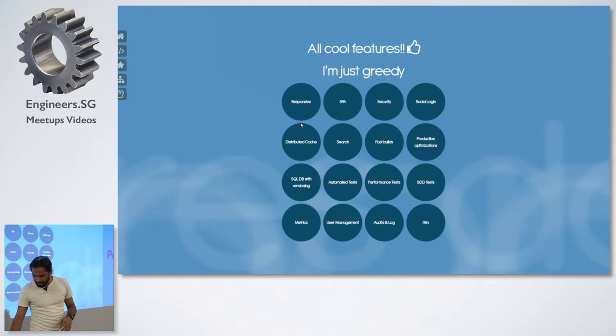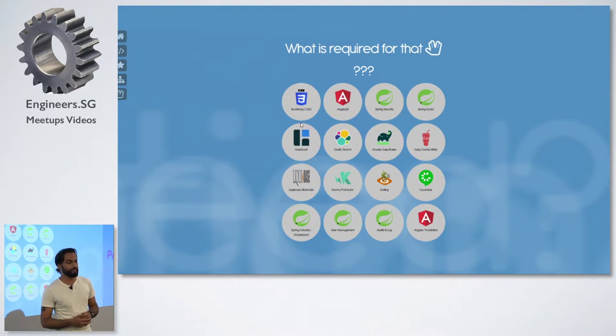And just to be hip enough, let's say I want a SQL DB with some database versioning as well. And of course, I would want some automated tests. I would want some performance tests. I would want BDD tests. All those standard business things. Then, once your application is in production, you would want to monitor that, so you would need some metrics as well. And of course, you would want user management, audit logs, and, since I'm greedy, I want internationalization as well. So, what is required for building that kind of application?